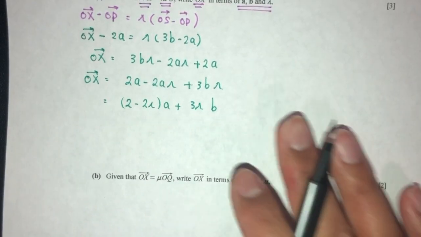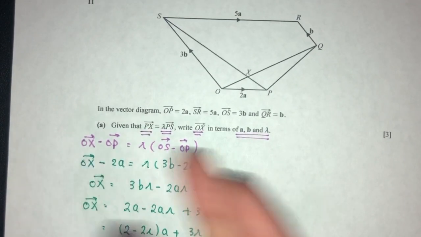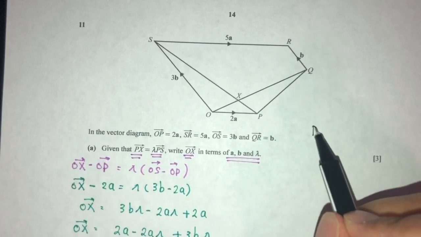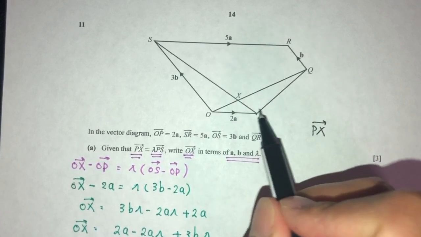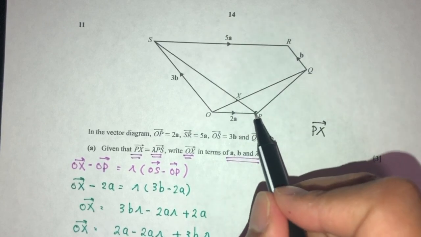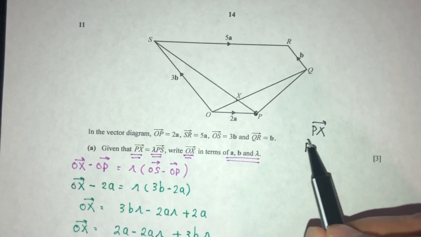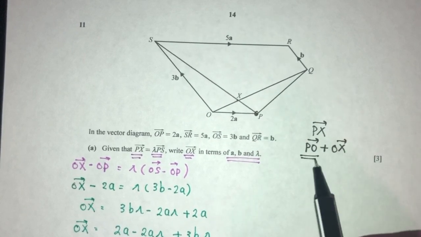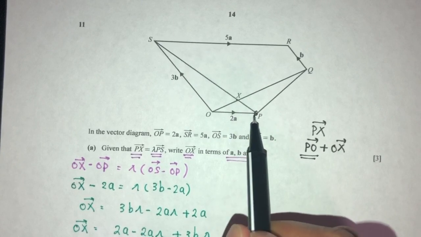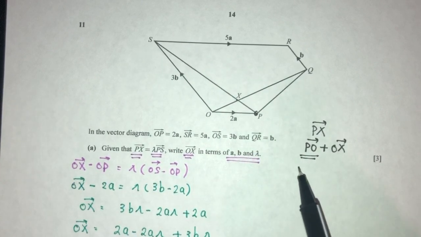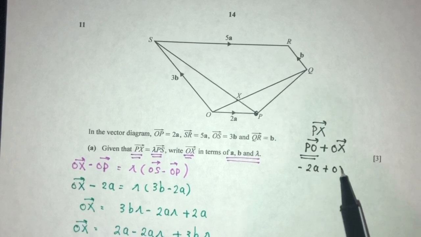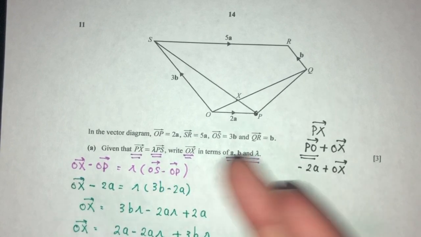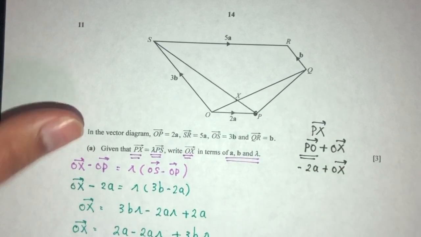One more time, if you don't know how to break this down, you can always use a diagram to find this. For example, how do you find PX? From P, go to X. From P, I can first go to O, so PO, and then from O going to X. Now PO: we know OP is 2a, so PO will be in the inverse direction, that should be minus 2a. As you can see, we have this over here. Similarly, you can use the same method to find this and then expand as well, up to you.